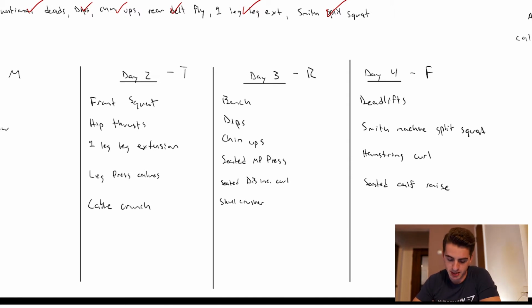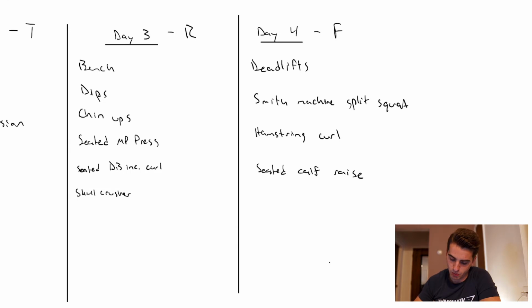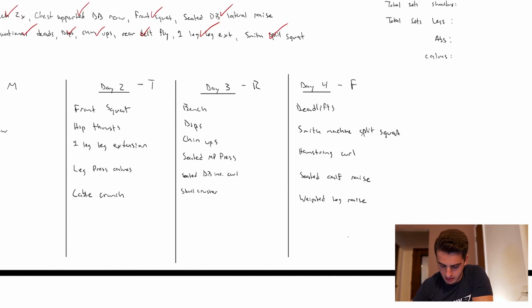So then we probably want something that's lower abs. So maybe we can do like a weighted leg raise or weighted reverse crunch. Let's do a weighted leg raise on that machine. So we can do okay, so got those 2 ab exercises.